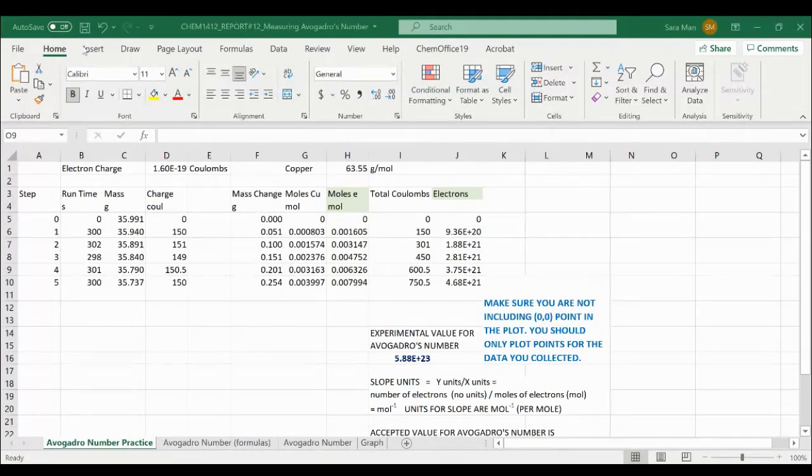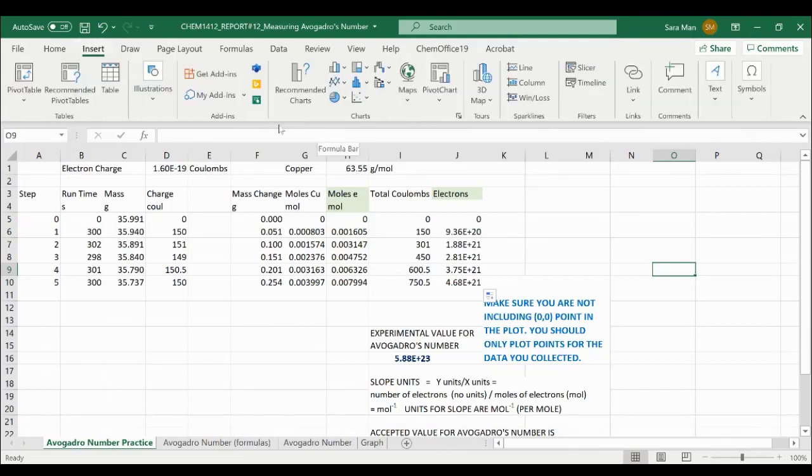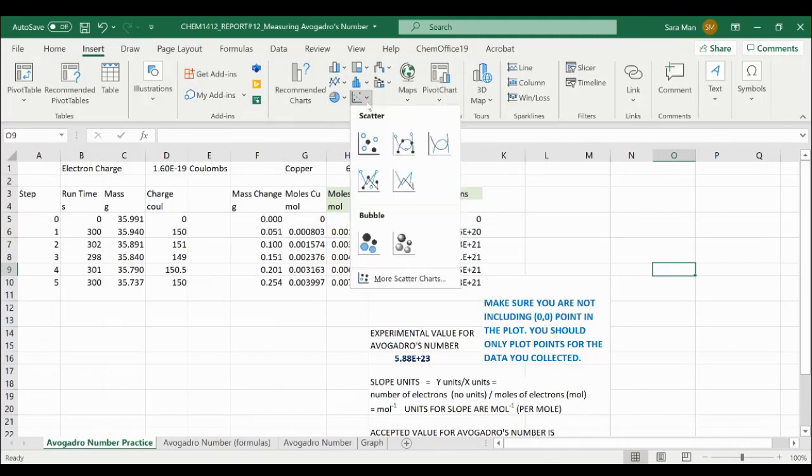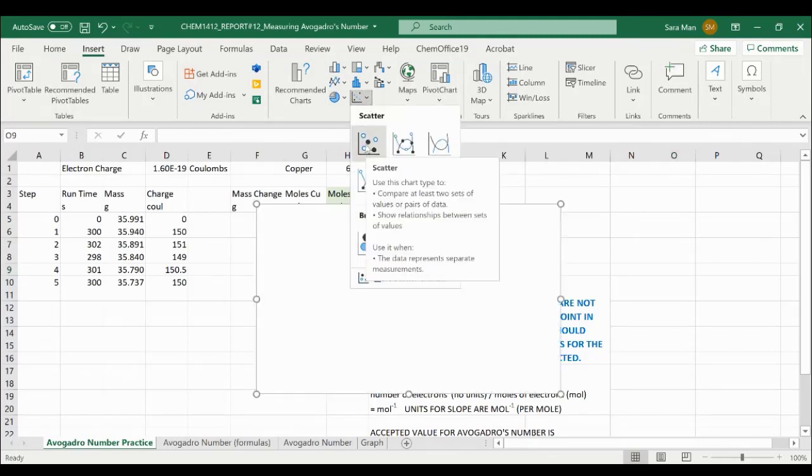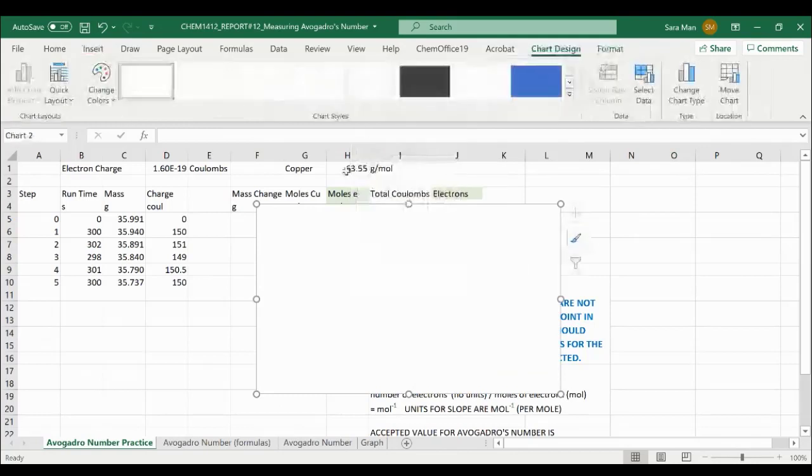Remember, you did some other. You go to Insert. Very good. Then you pick which chart. Remember, the scatter. This is very important. We don't want the dots to be connected.